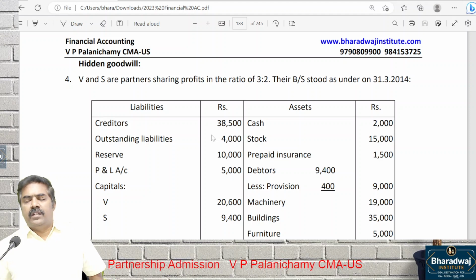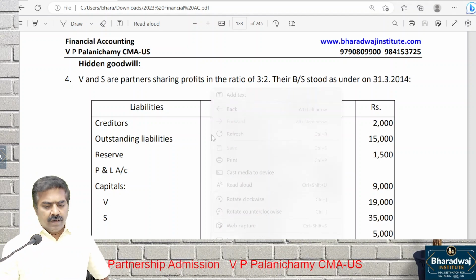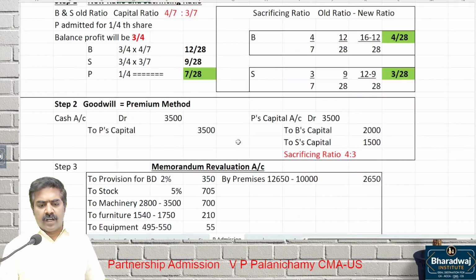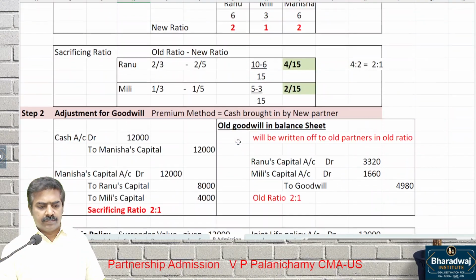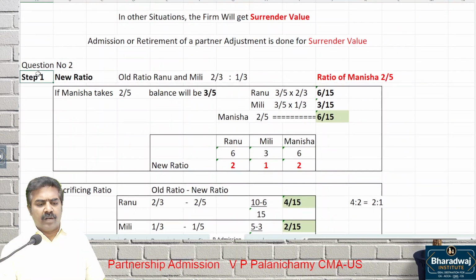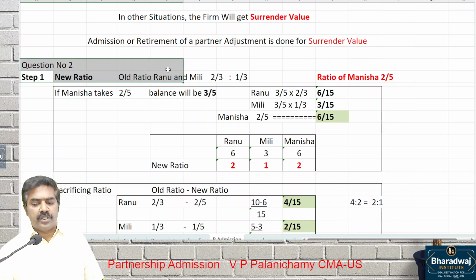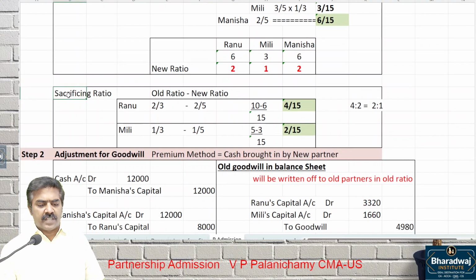Before we start, let us recollect what we have done in the last class. What is step one in admission of a partner? What is step one we do? We calculate which ratio? New ratio. When to work out sacrificing ratio?